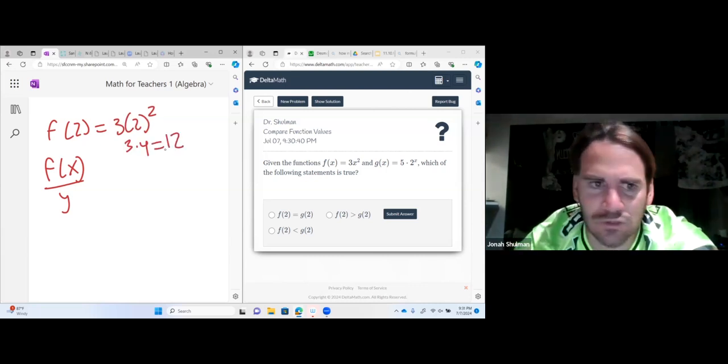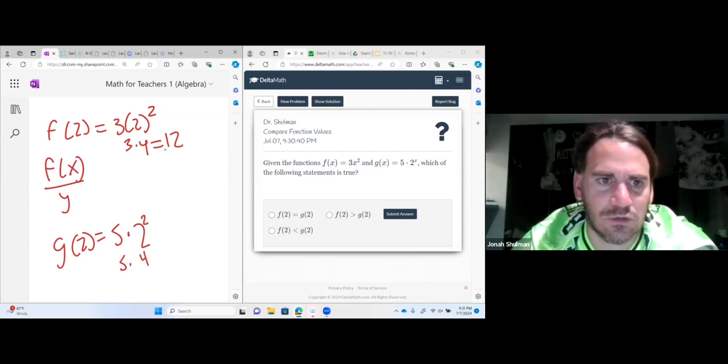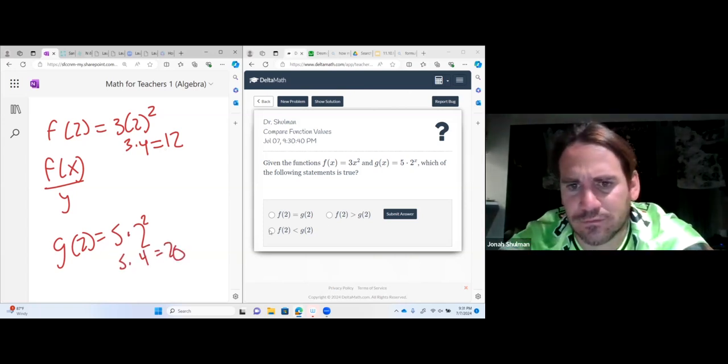All right, let's do the other one. Now g of 2 is 5 times 2, and then there's a little 2 up here. So this is 5 times 2 squared, which is 4, is 20. So we know that the g is bigger than the f. Ta-da!